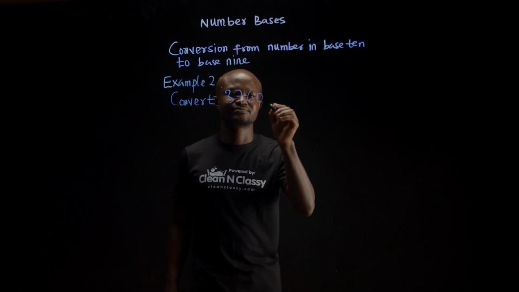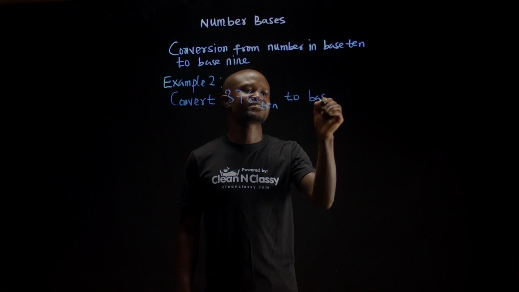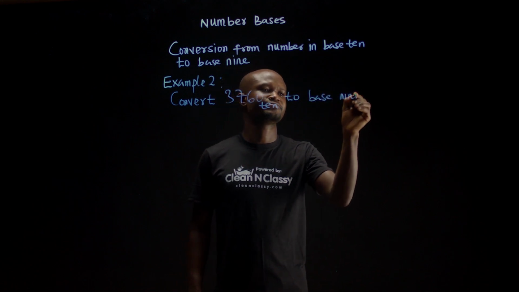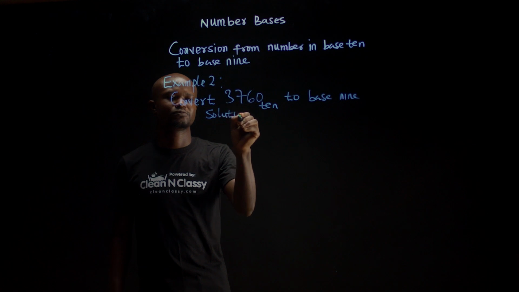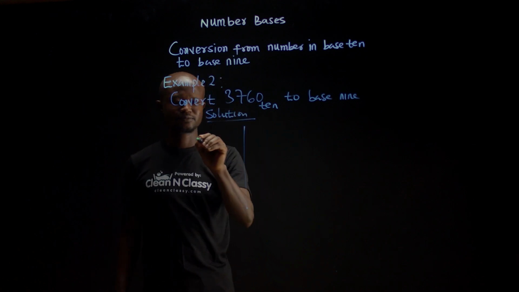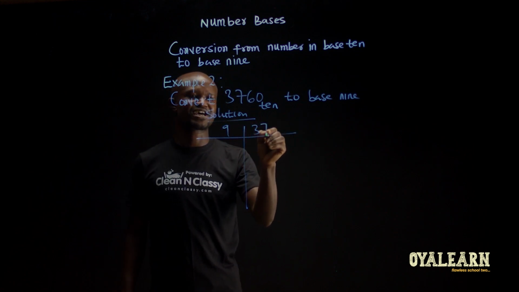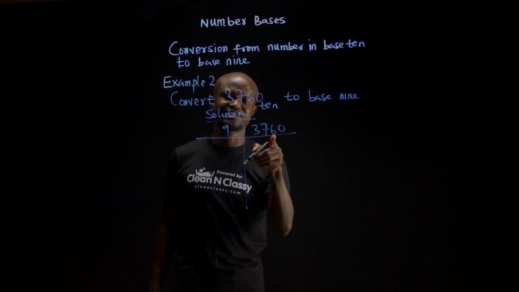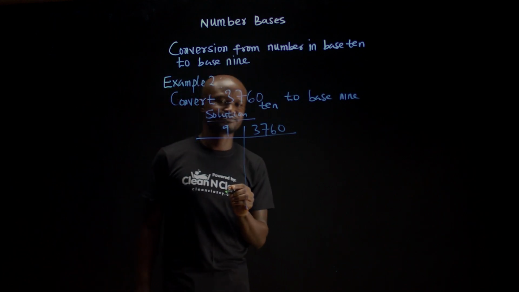3,760 in base 10 to base 9. Solution. We draw a table. 3,760, which is here, and the base you are converting to, which is 9. You put it here. Now we start.